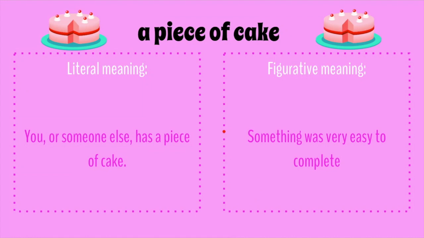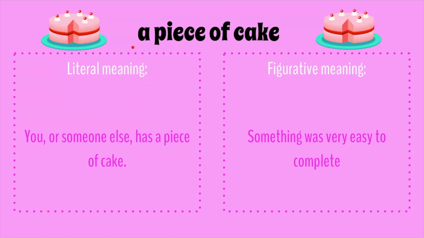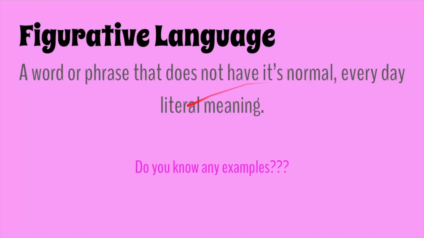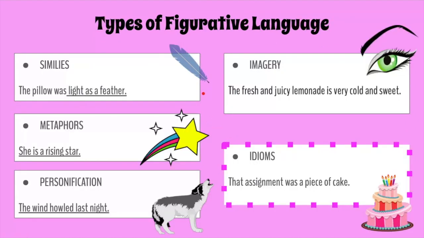So if you said that test was a piece of cake or mowing the yard was a piece of cake, the figurative meaning is that it was really easy. I don't mean in this instance that I'm talking about a piece of cake. I'm talking about something being easy. So again, the literal meaning is what it actually means. The figurative meaning is like a hidden meaning that it has. So it's a word or phrase that doesn't have its normal everyday literal meaning. I can have two different meanings for it, but figuratively, it just means that something was really easy to complete.